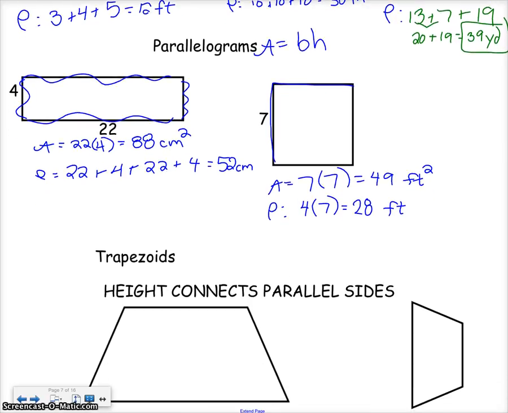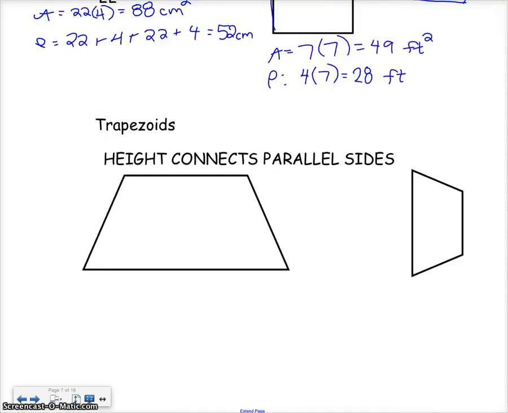Okay, so I should show you that there's some parallelograms that are slanted sides. Notice that the sides do not meet at a 90-degree angle. This is more of an acute angle. So this is one where the height would have to be dropped down from a top vertex. So the height would be here. Height has to meet at a 90-degree angle. So you need to be able to identify that.